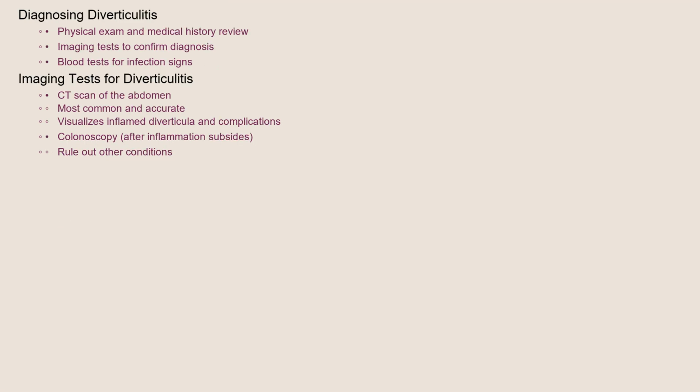Diagnosing diverticulitis typically involves a physical examination and a review of your medical history. To confirm the diagnosis, doctors usually order imaging tests. A CT scan of the abdomen is the most common and accurate method, as it can clearly visualize the inflamed diverticula and any complications like abscesses or perforations. In some cases, a colonoscopy may be performed after the acute inflammation has subsided to rule out other conditions, such as colon cancer. Blood tests can also help detect signs of infection, such as an elevated white blood cell count.